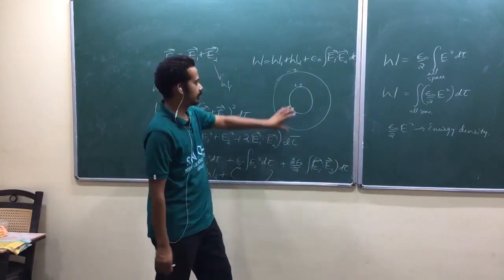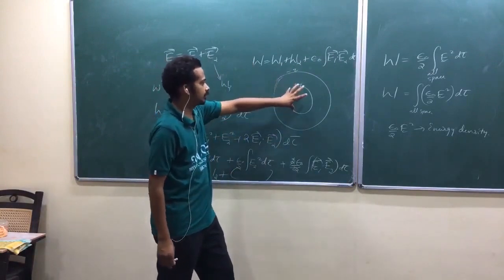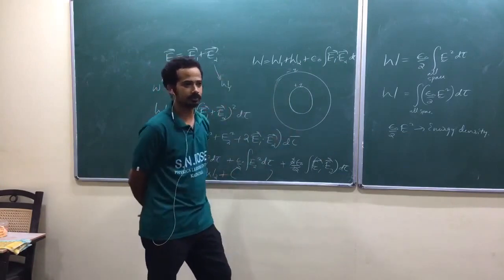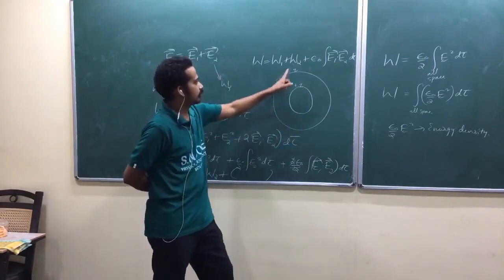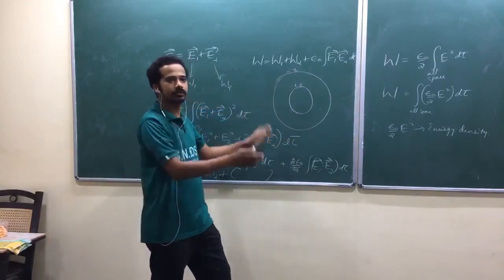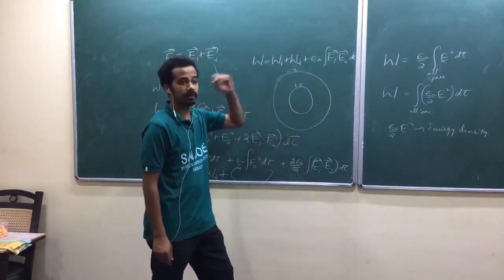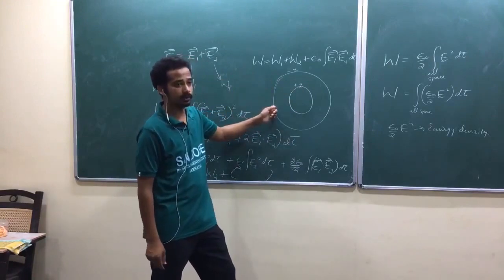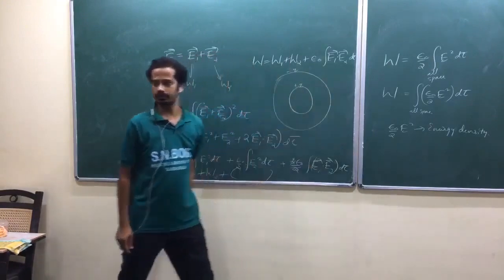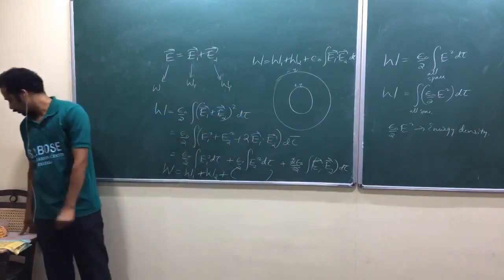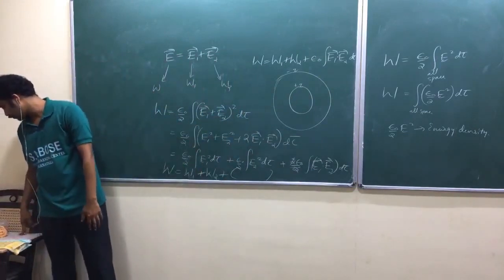The other idea is to assume that only the inner shell exists and find the energy due to that one. Then assume only the outer shell exists and find the energy due to that one. Find the electric field due to only the inner one and only the outer one, and just use this formula. Try to verify this for this particular question, 2.37.